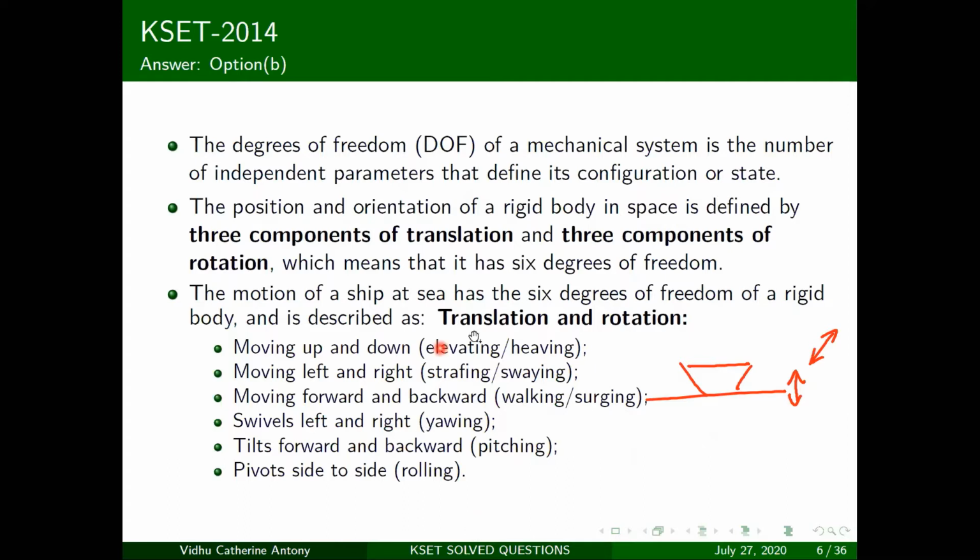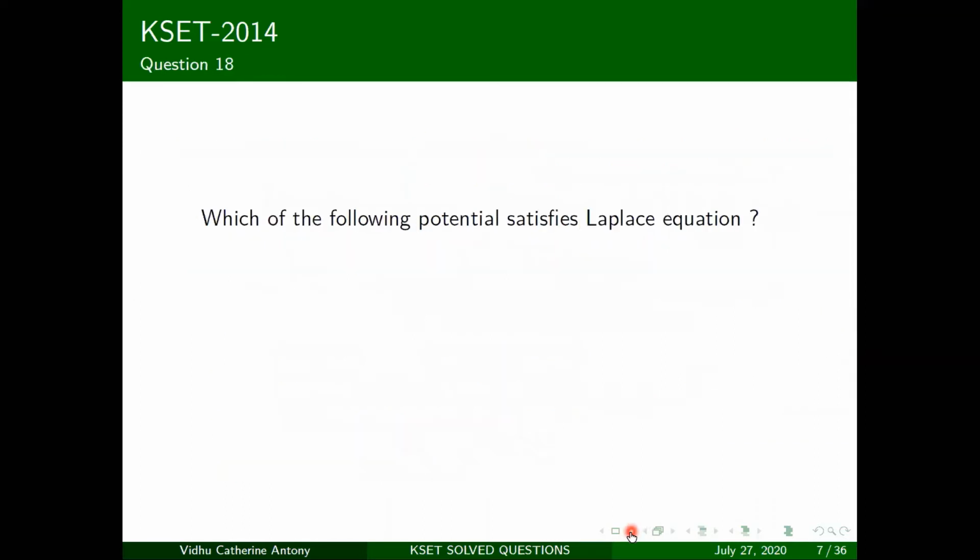Okay, so these are the different motions that you have, and I think these give you an example of how you could get 6 degrees of freedom in real life. People don't really think about it that way, like a ship at sea having 6 degrees of freedom, but I think this is a very good way to look into it. Okay, so let's move on to the next question.